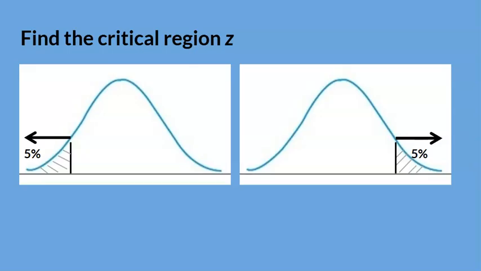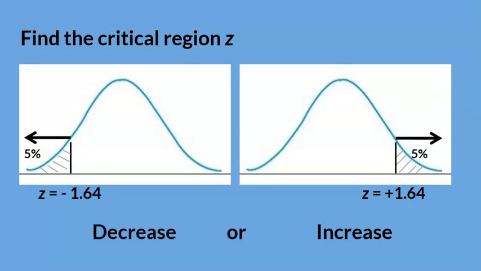You will go to the normal curve table, look in the tail column for 5%. Once you find the 5%, the normal curve table states that the corresponding z-score is 1.64. If the hypothesis is predicting an increase, then the critical region would be a plus 1.64. Now, if the hypothesis is predicting a decrease, then the critical region would be a negative 1.64.